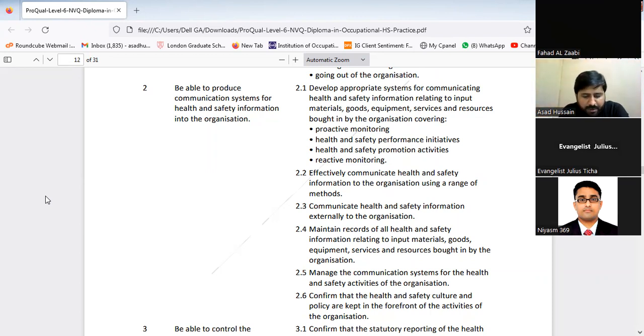No. For this purpose, Fahad, you can't use other information. Only HSE documents will be accepted here. Okay, clear. Okay, thank you.